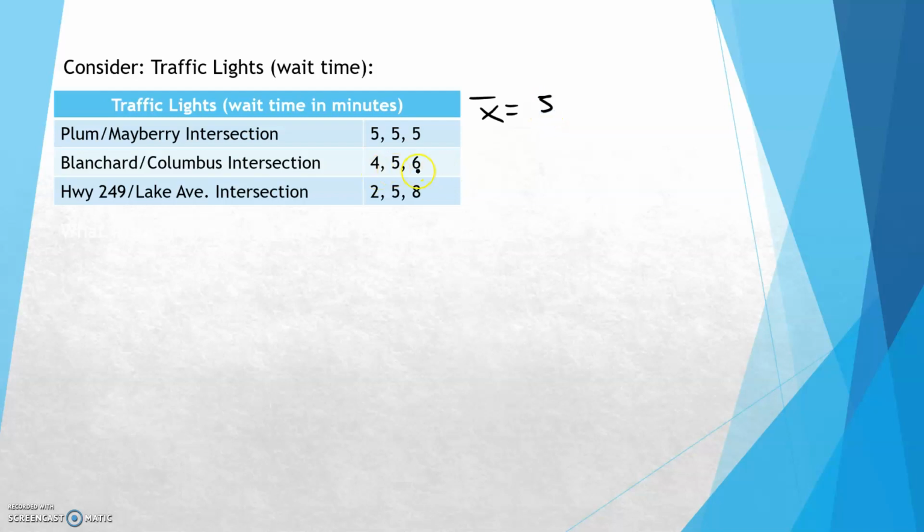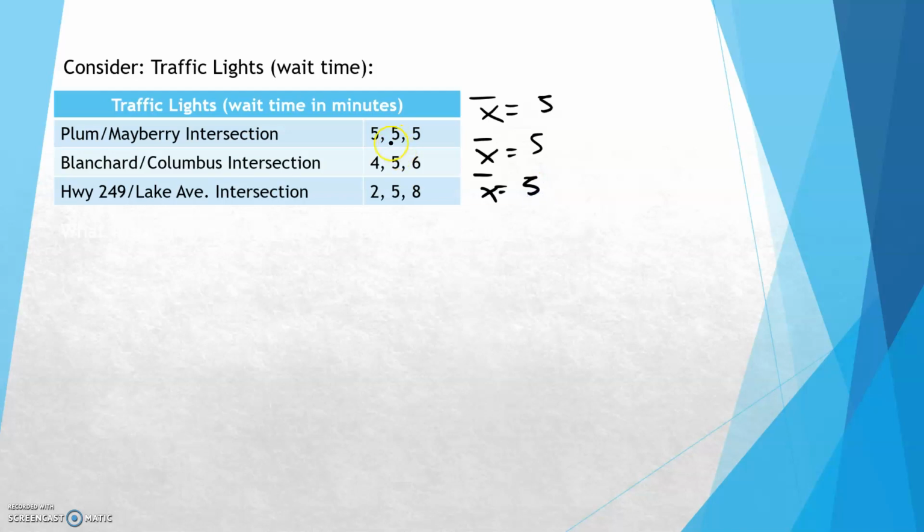If I do the same thing for this one, 4 plus 5 plus 6, divide by 3, so that'd be 15 over 3, still 5. And same thing for this one, 2 plus 5 plus 8 will give me 15, divide by 3, still gives me 5.